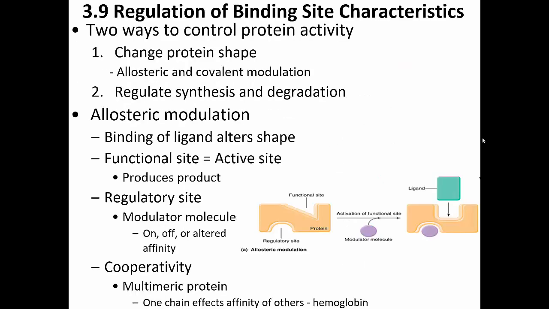A good deal of human physiology revolves around this idea of regulating protein activity. And so here we talk about two methods in human physiology that are utilized to regulate protein activity. Number one, changing the shape of a protein, and number two, regulating the synthesis and degradation of a protein. At this particular point in time, we focus on changing protein shape and the methods by which that is accomplished in human physiology, or any vertebrate animal physiology.